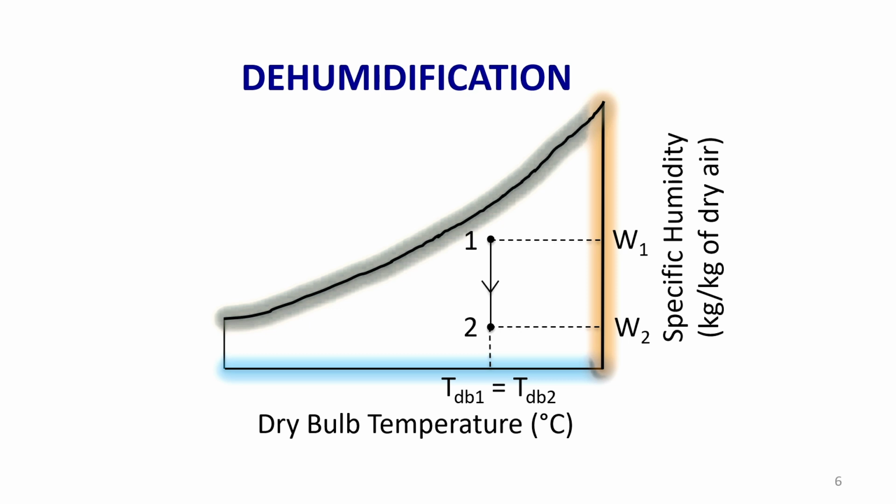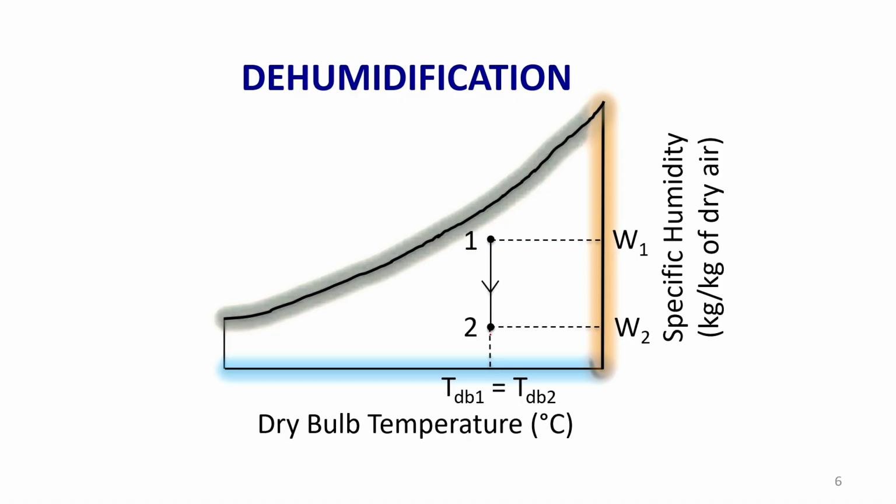During this dehumidification process, moisture is removed, so state point 1 will be at the top and state point 2 will be at the bottom. Here also the dry bulb temperature at 1 will be equal to the dry bulb temperature at 2. As the moisture is removed, the specific humidity decreases from W1 to W2. Here W2 will be less than W1, whereas in the previous one, W2 will be greater than W1.